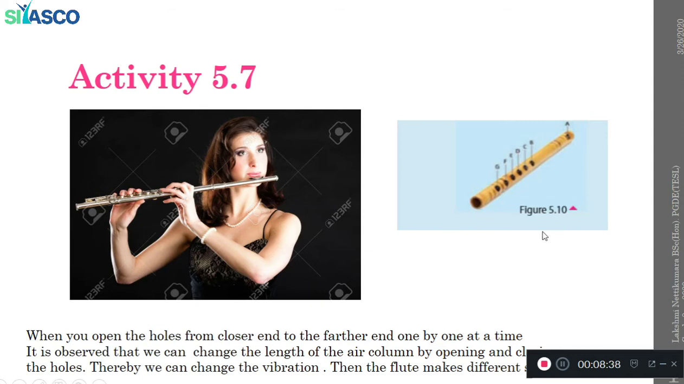In this activity, which is shown in figure 5.10 in your textbook, if you open the holes from B, C, D, E likewise, one by one at a time, you can see the differences in sound. What we actually do here is change the length of the air column. If you have experience of playing a flute, you know how you can get different notes by opening and closing the air holes. Thereby, we can change the frequency of vibration.